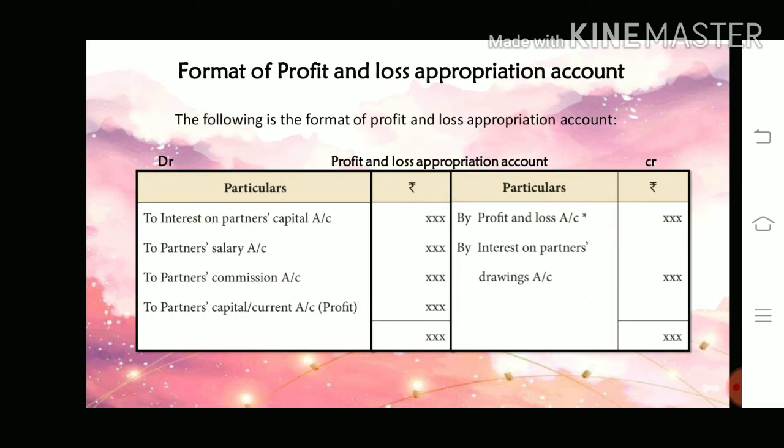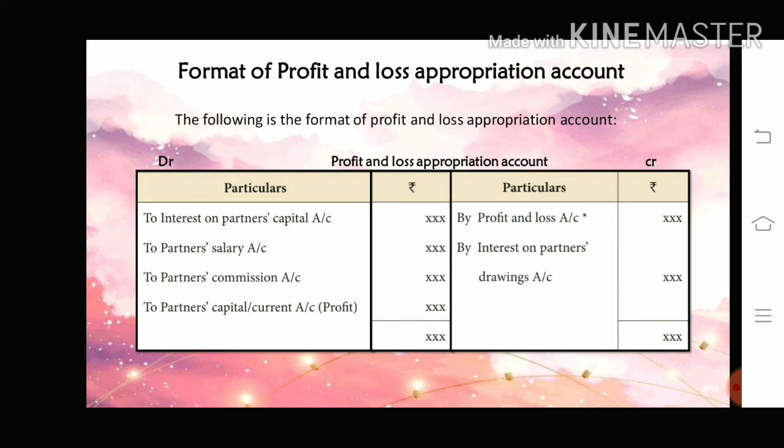First we will come to the credit side. By profit and loss account, this will be considered the net profit value. Then interest on partners' drawing account. Then go to the debit side: to interest on partners' capital account, to partners' salary, to partners' commission. So the balancing figure is the partners' capital or current account. If it is a profit, it comes on the debit side, and if it is a loss, it appears on the credit side.